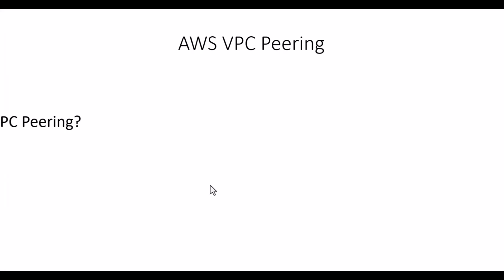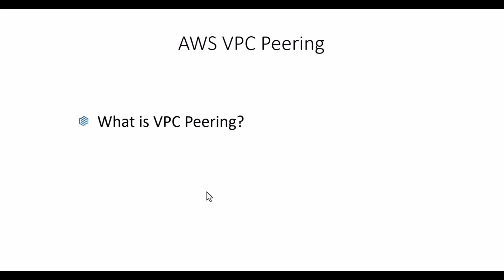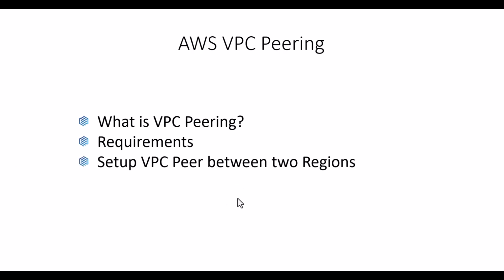So first, we'll talk about what is VPC Peering. Next, we'll talk about what the requirements are to set up a VPC Peering connection. And then thirdly, we'll set up VPC Peering between two regions in the same account, but you can also do this between two different AWS accounts. And then finally, we'll test the VPC Peering connection.